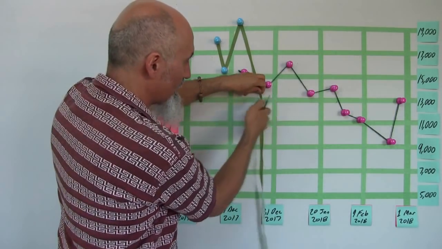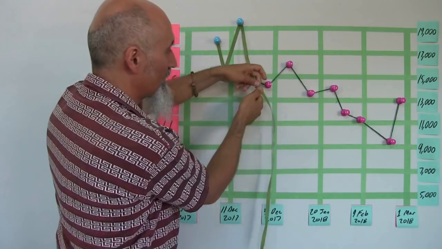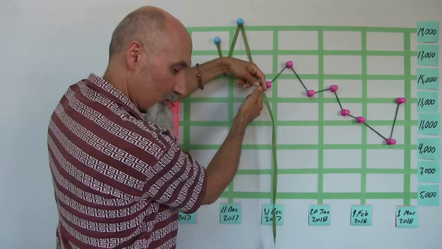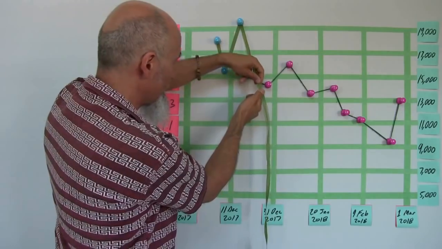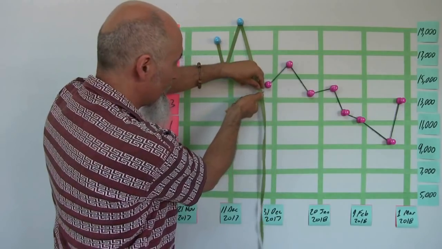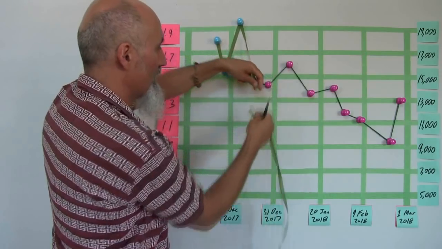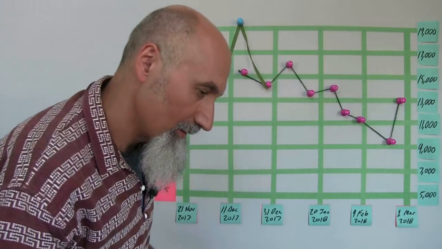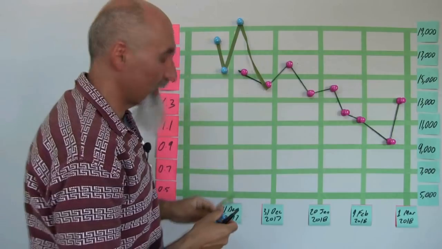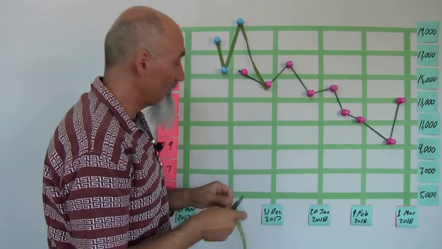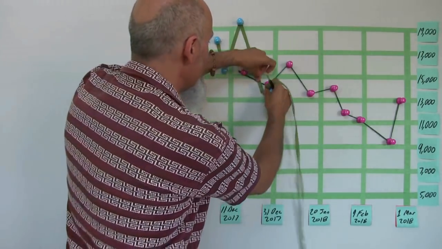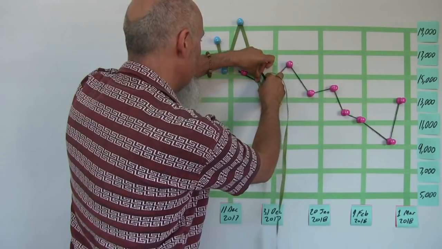So let's put a little tick mark there. And let's cut this. How much was it? 13,800. Oh yeah, we're going a little bit too much. So let's bring it here. We'll cut it there. Okay. And let's bring a tack. And the next one shot up again. Okay. So that guy comes here. We're going to go here.